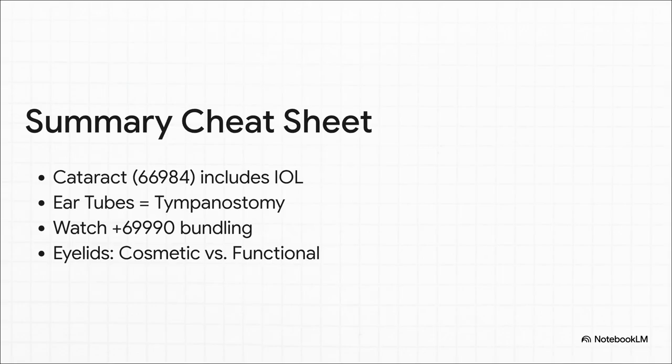Okay, rapid fire time. Here is your one-page summary cheat sheet. Seriously, grab a screenshot of this. Just remember, cataract extraction, like 66984, always includes the IOL, and keep your eyes peeled for complex indicators like myotic pupils for 66982. Know your strabismus muscle counts. For ear tubes, tubes equal tympanostomy, not myringotomy, and definitely remember modifier 50 for bilateral tubes. Watch out for that microscope bundling with add-on 69990. And for eyelids, always verify if it's cosmetic or functional. Locking these specific rules into your memory will absolutely guarantee you points.